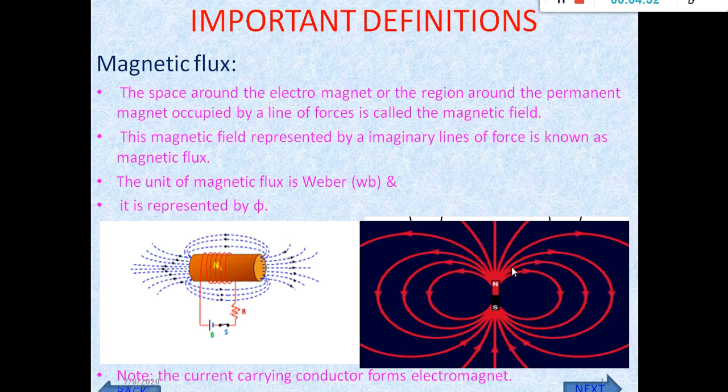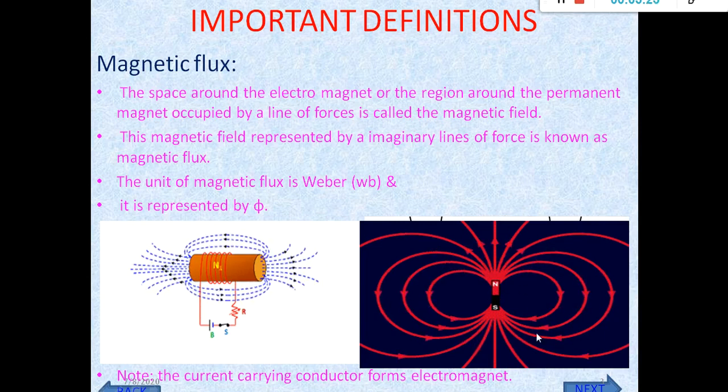In this slide, we are seeing two different types of magnets. One is a permanent magnet and the other is an electromagnet. Permanent magnet means no source of energy is applied to this magnet. It automatically produces flux lines, which travel from north pole to south pole without any external source.